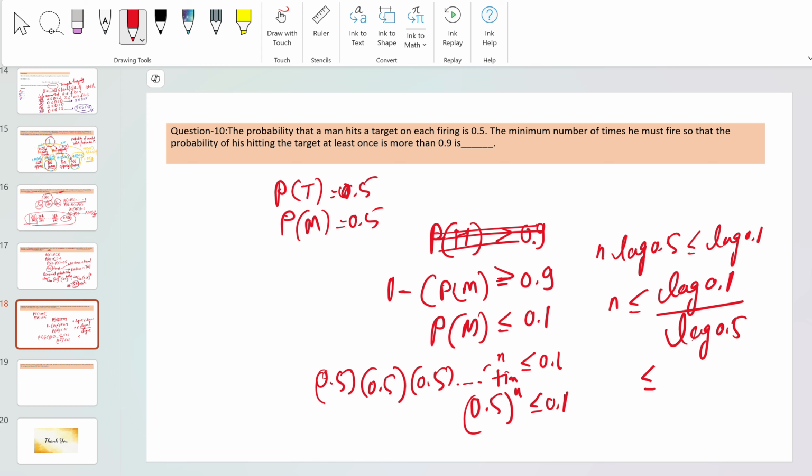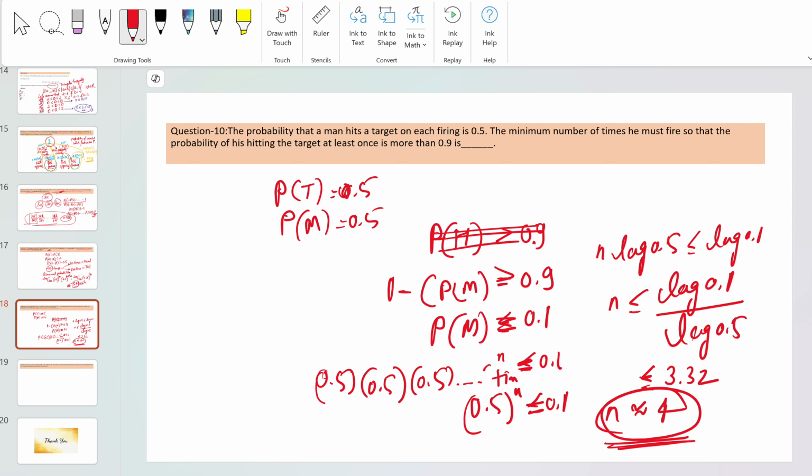Log of 0.1 divided by log of 0.5, when you see, will come out to be 3.32 basically. You can simply take the threshold like that. So n is simply equal to 4, because you cannot fire 3.3 times. It should be an integer, that is 4.